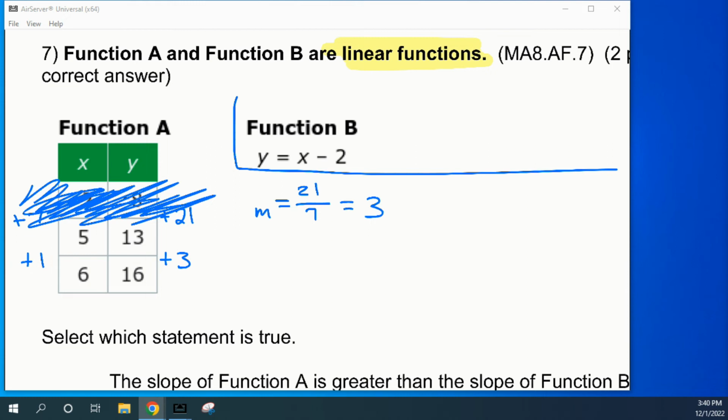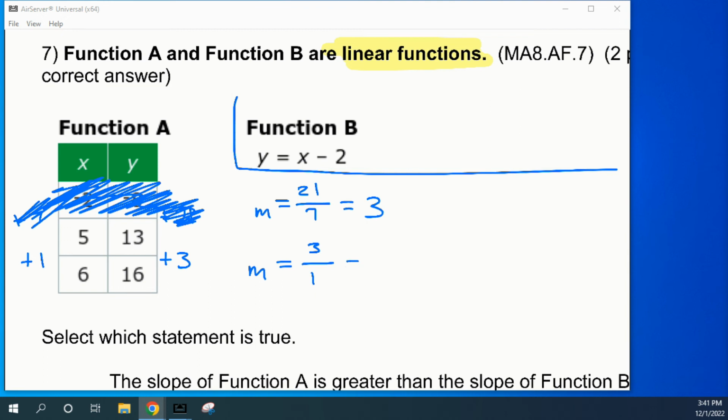Let me erase that, actually. What about if I said, okay, forget these. What about if I just use the bottom two? Okay. Well, if that's the case, our change in y is going to be 3, and our change in x is 1. Do your math correctly, though, you're going to come out with the same slope, okay?